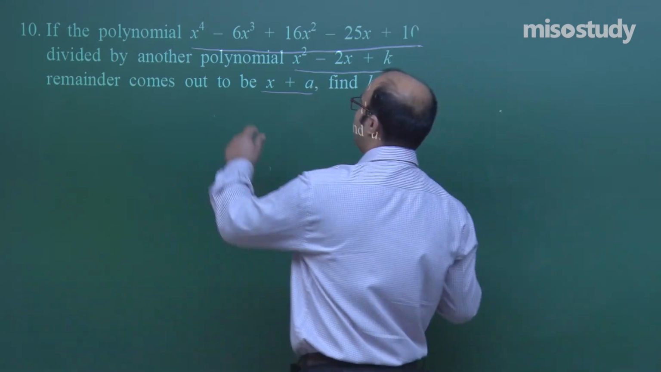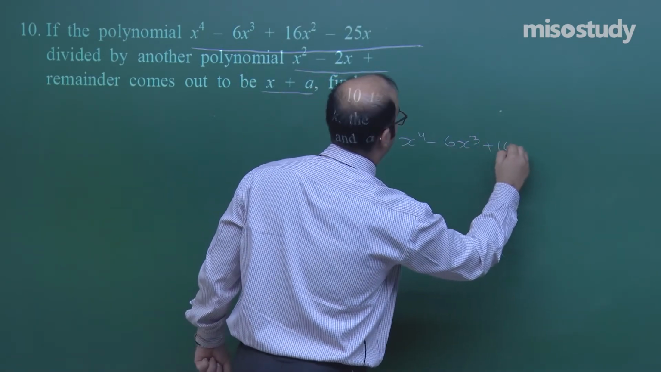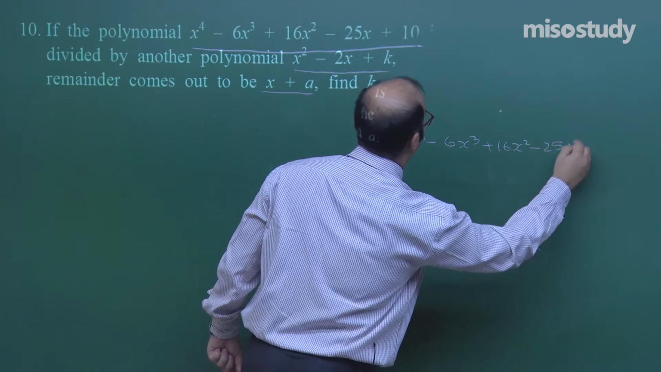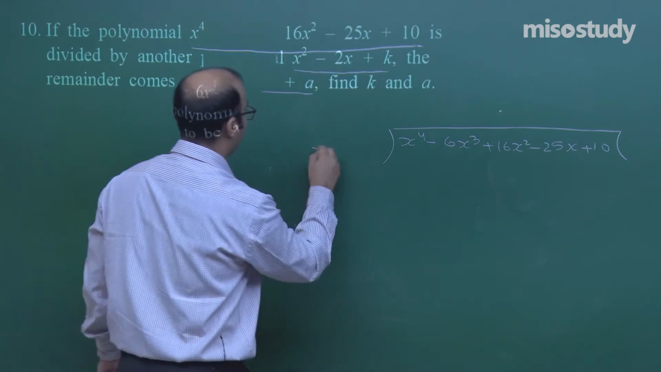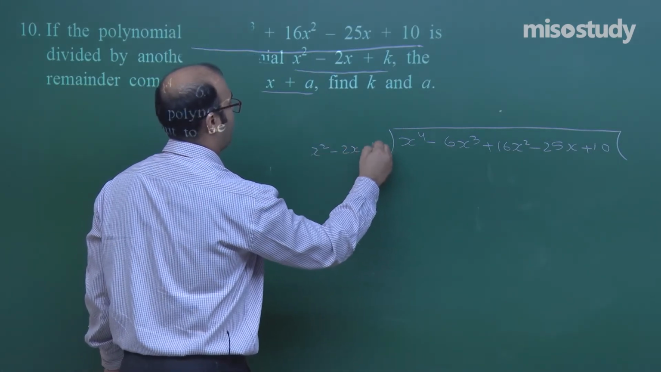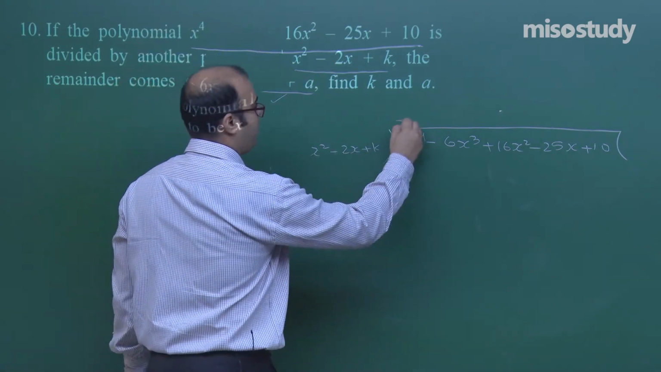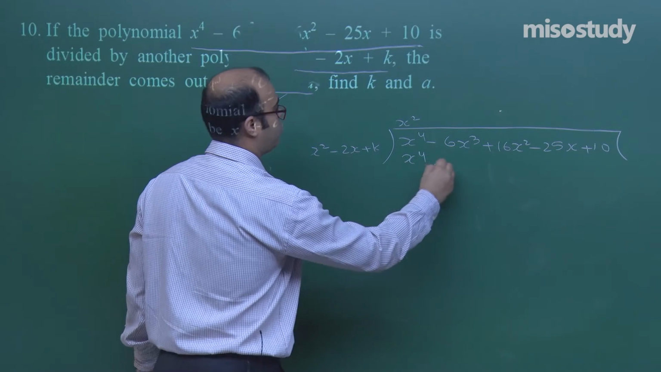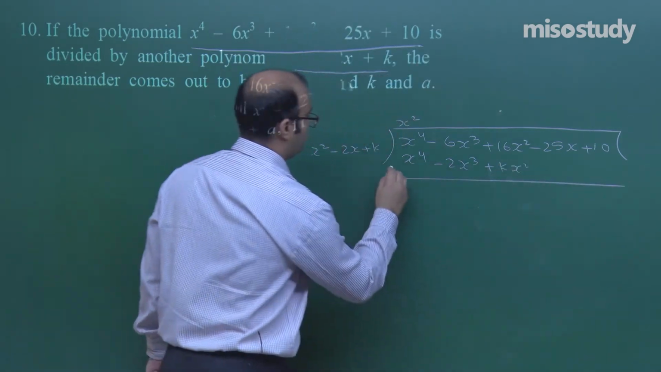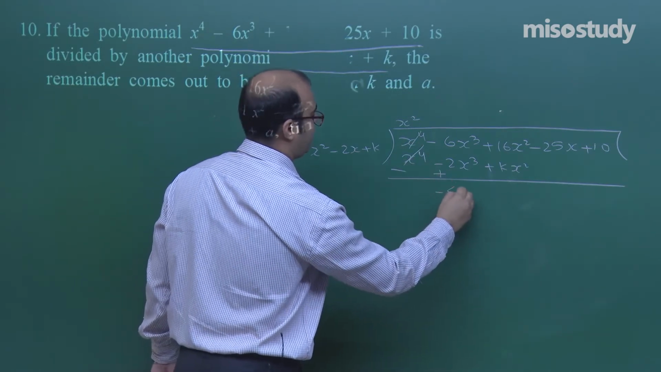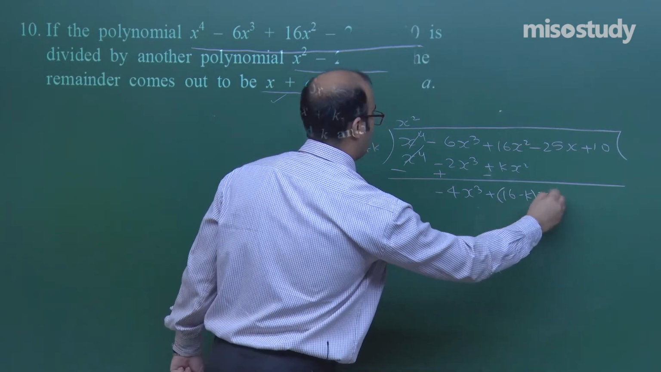So let us proceed. x to the power 4 minus 6x cube plus 16x square minus 25x plus 10 has to be divided by x square minus 2x plus k. And let us see what the remainder comes. Remainder will be equated to this. So, first we will multiply with x square, x to the power 4 minus 2x cube plus kx square. Let us subtract. So, this will cancel, this will be minus 4x cube, and 16 minus k x square. This is what we are getting.